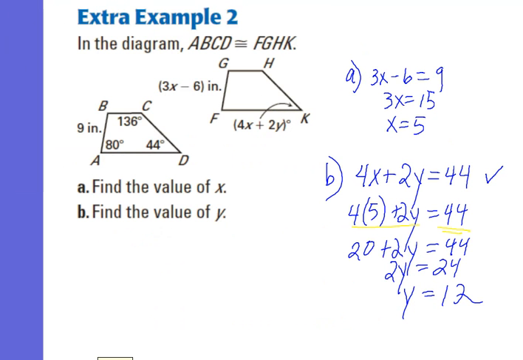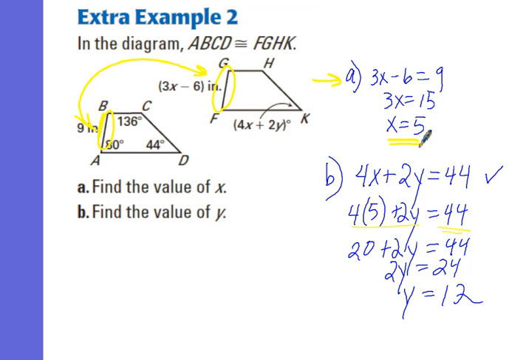Going to the next problem. In this diagram, you'll see quadrilateral ABCD is congruent to FGHK. So that tells me corresponding angles are congruent and corresponding sides are congruent. So from that, I can say the corresponding side, this side AB, is going to be congruent to side GH. And that's what we did over here. We have 3x minus 6 is congruent, equal to 9, and they're able to solve for x getting 5.